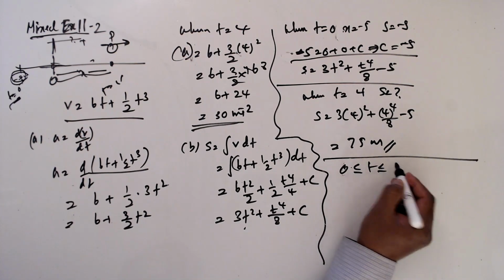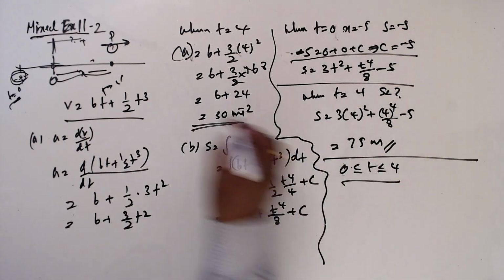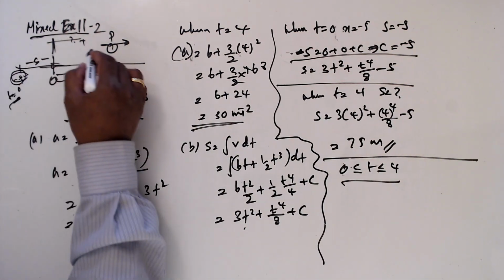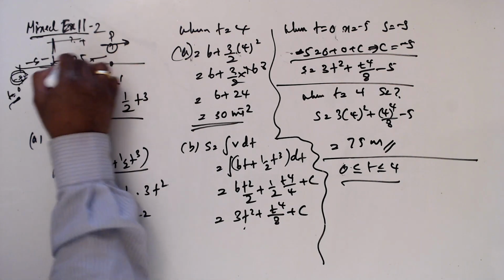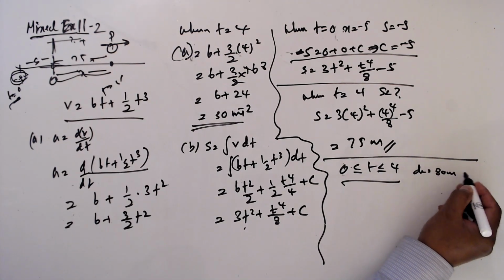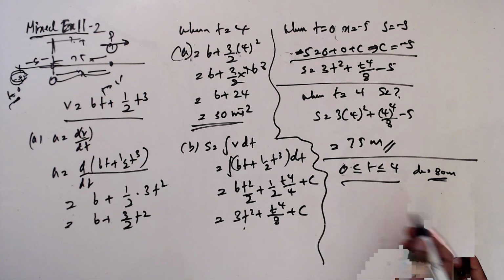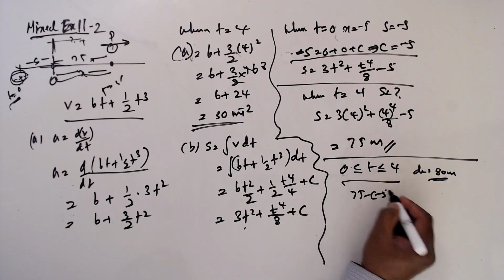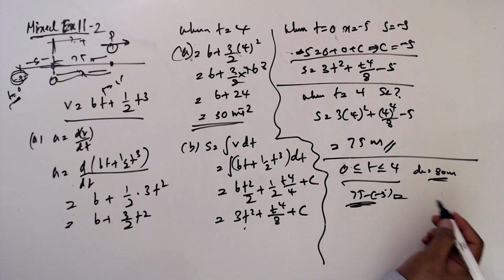If I add one more question to here: what is the travel distance between t equals 0 and t equals 4? Travel distance is, this is 5 meter and this is 75 meter. So the travel distance is 80 meter. 75 plus 5 when you try to find the difference.